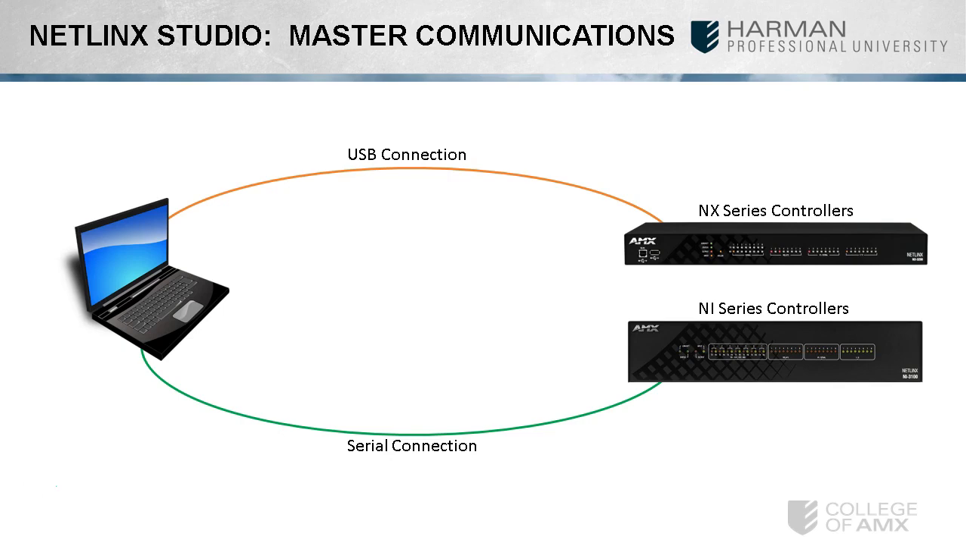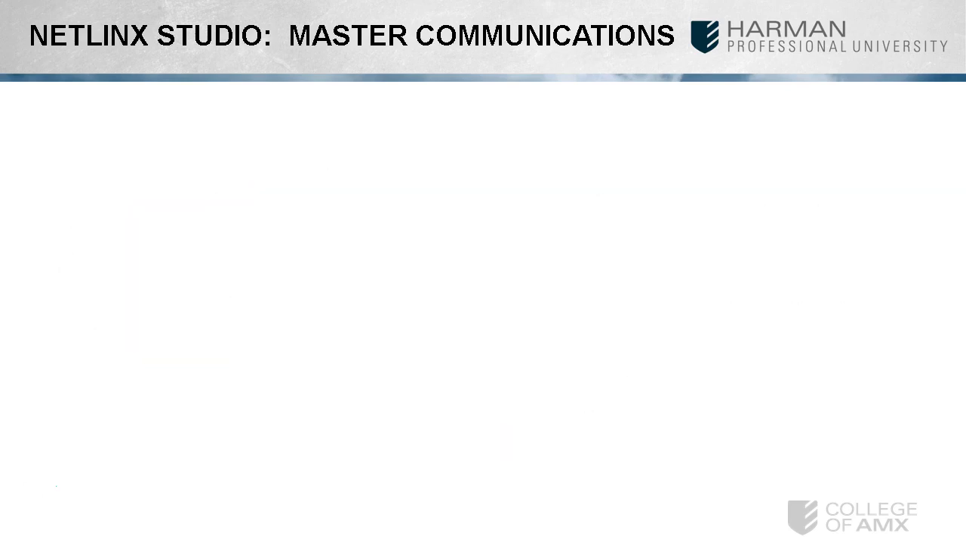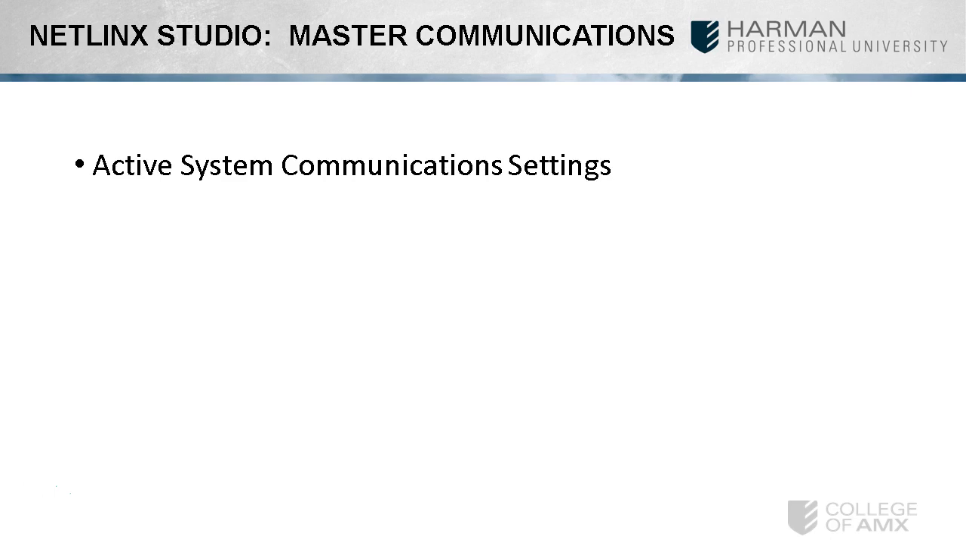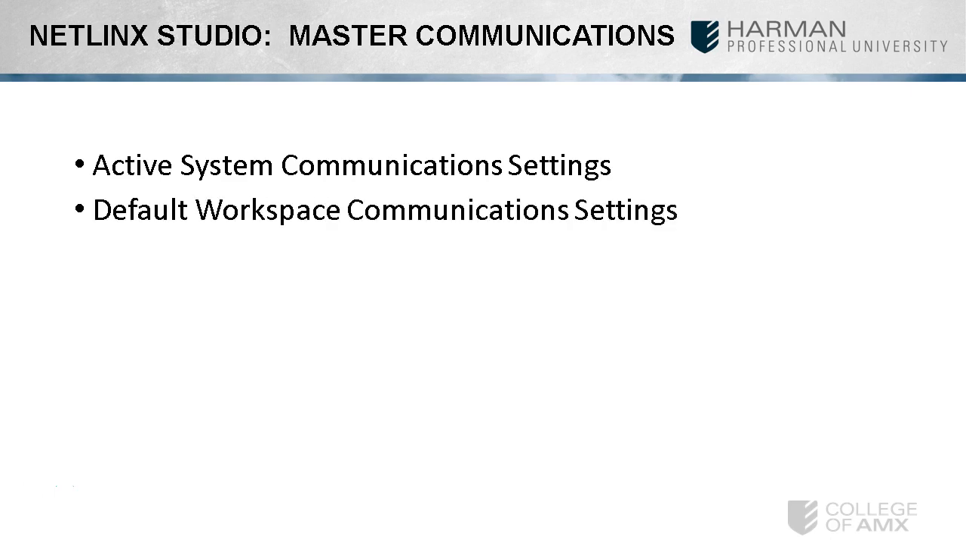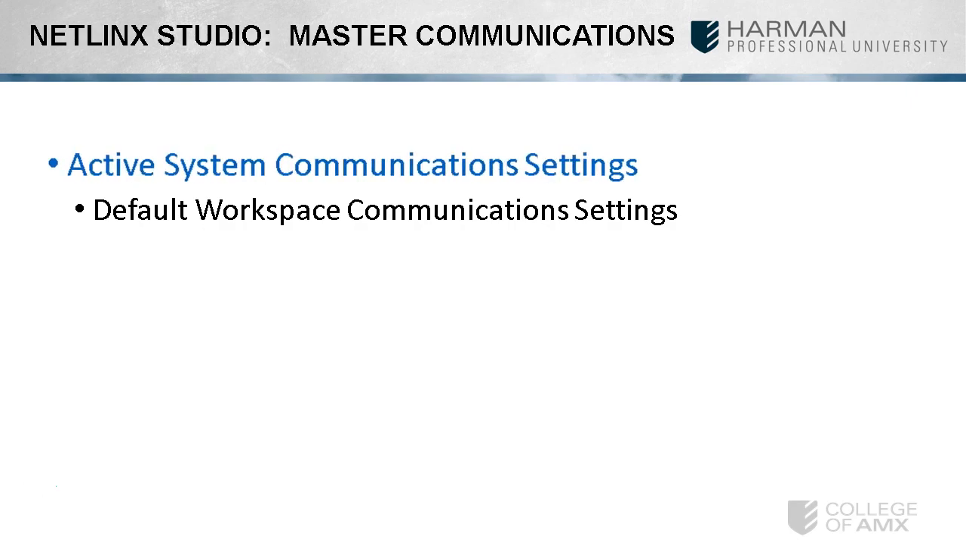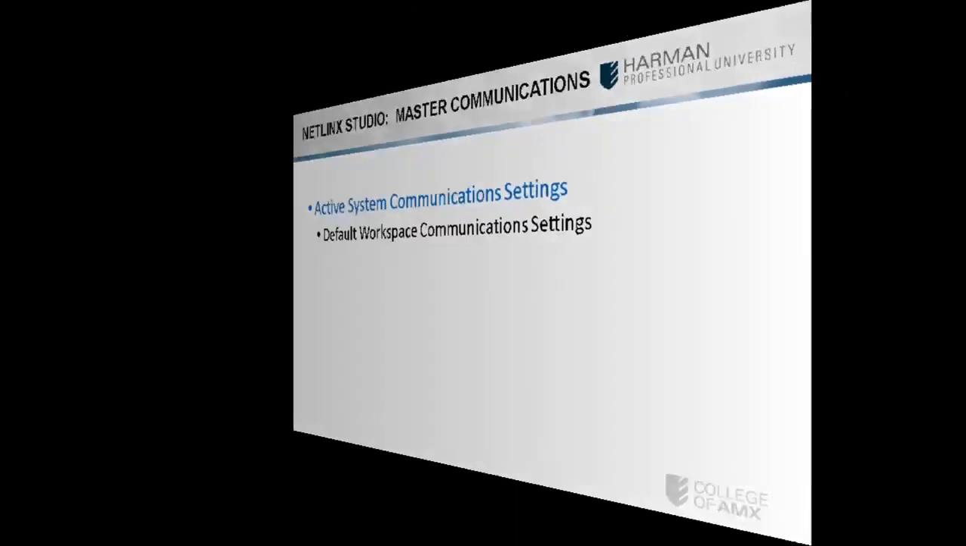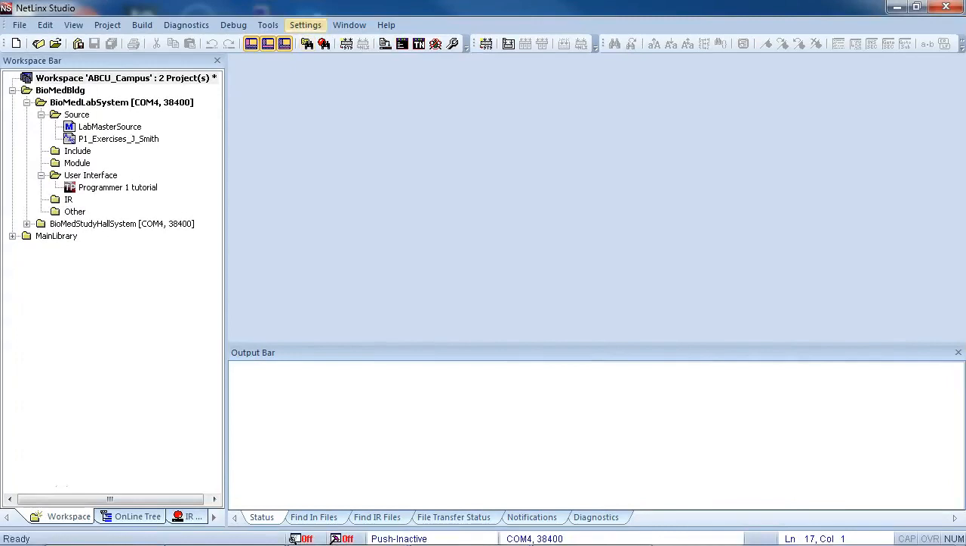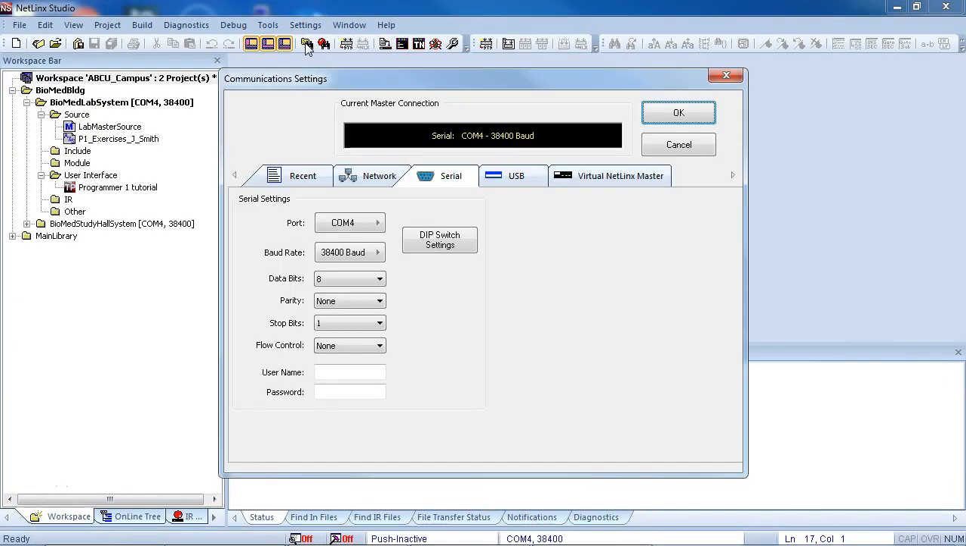not known. Also, there are two types of master communications settings we are going to discuss: active system communication settings and default workspace communication settings. For now, we'll start with active system communication settings. Access the communication settings dialog box by selecting active system communication settings from the settings menu.